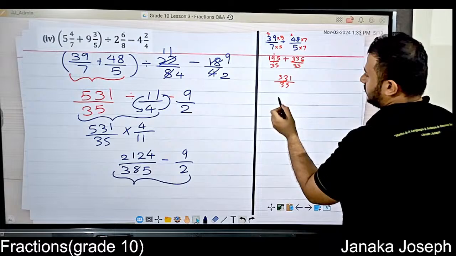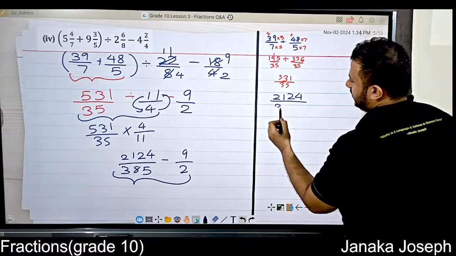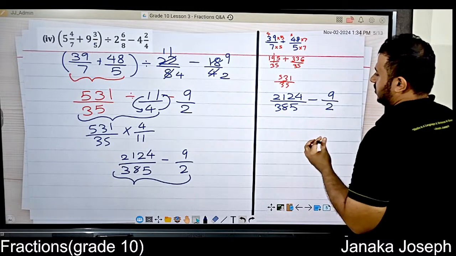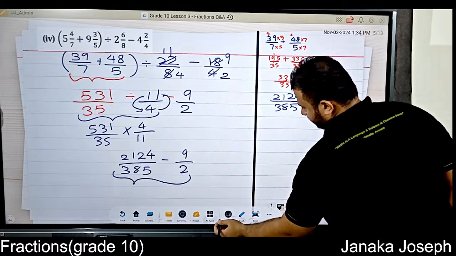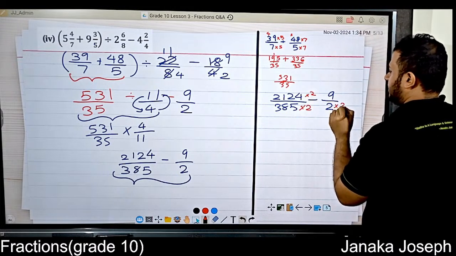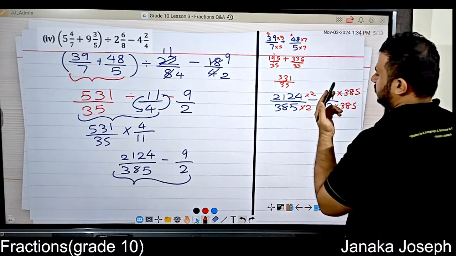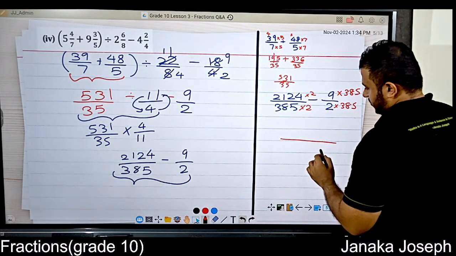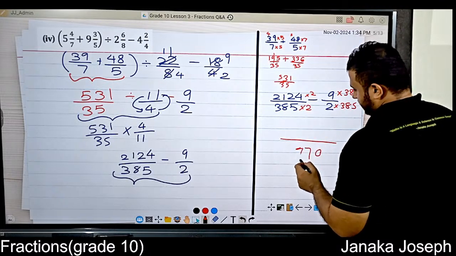Yep. So we got 2124 and 385 minus 9 over 2. Both of them will meet each other. Multiply by 2, multiply by 2, multiply by 385, multiply by 385. Because definitely I know 2 is a prime number and this is an odd number. That's the only place where they will meet each other. So 10, 1 comes to the neighbor, 16, 17, 1 comes to the neighbor, and a 7.